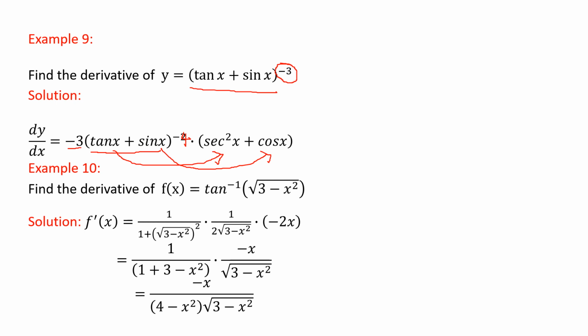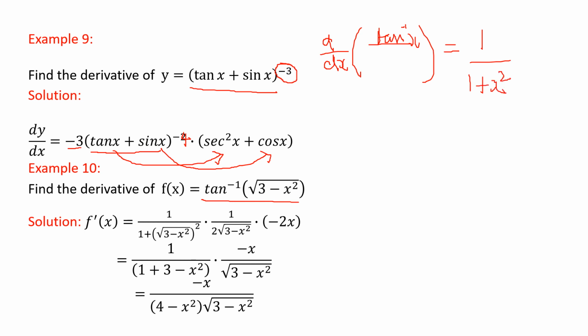Example number 10. Find the derivative of f of x equal to tan inverse of the square root of 3 minus x^2. So we know that d by dx of tan inverse of x is nothing but 1 over 1 plus x squared. Using this idea, we are going to solve question number 10. So now in place of x, we have this thing, square root of 3 minus x squared.